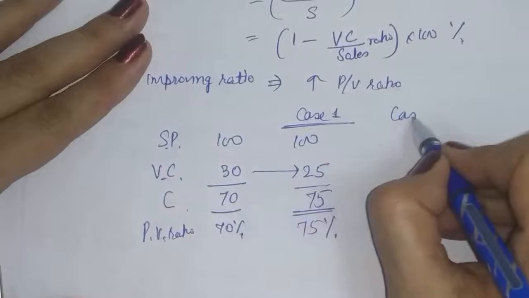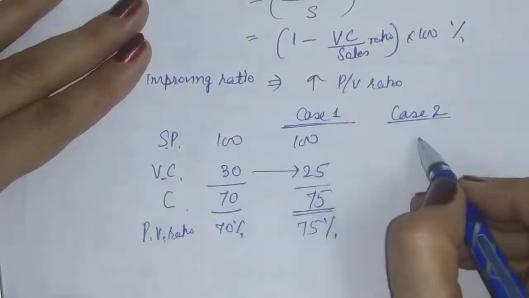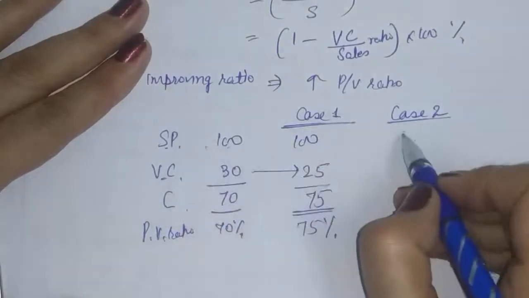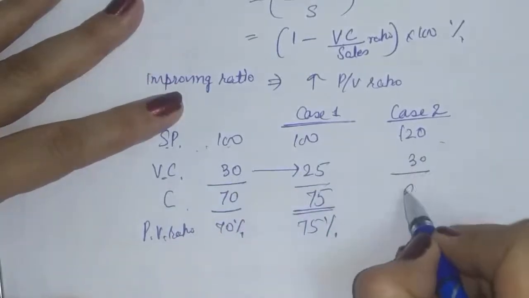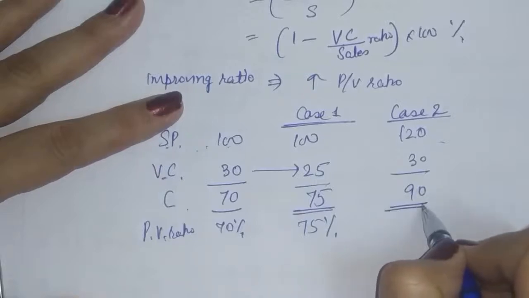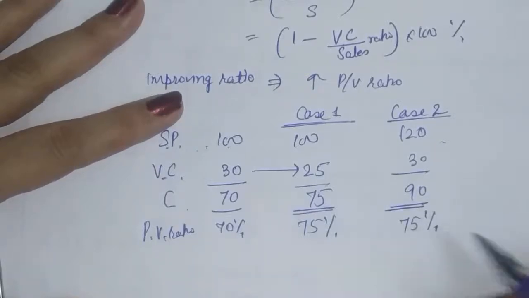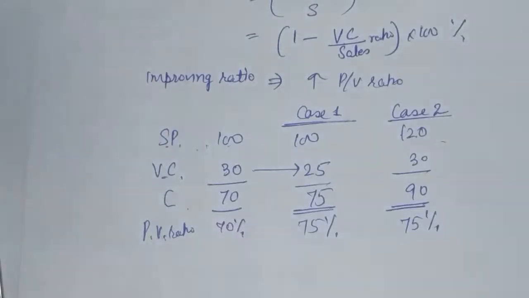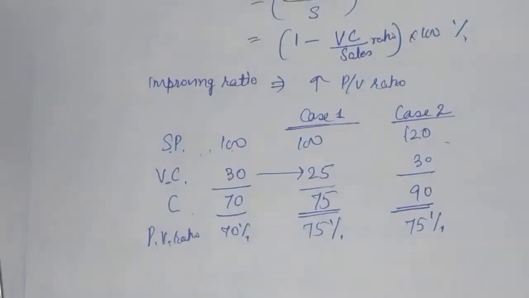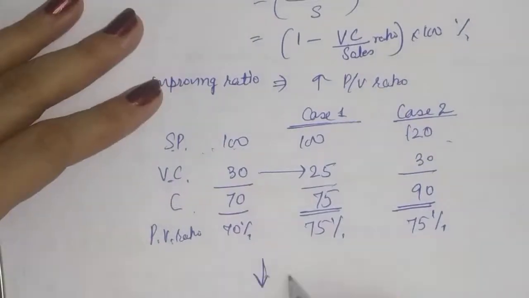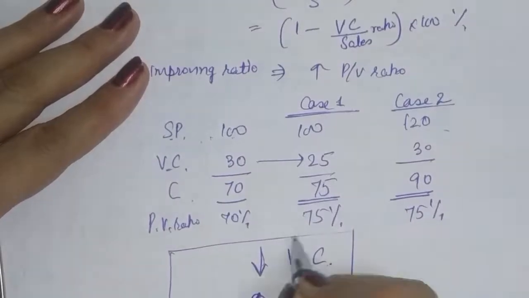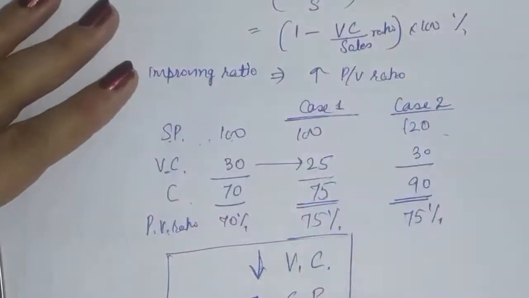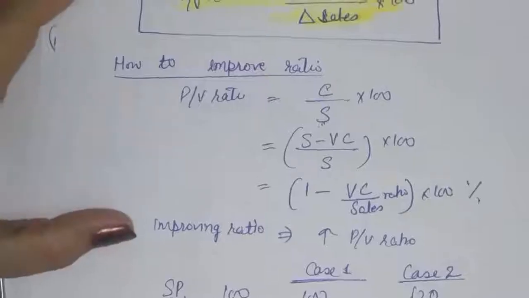Another way is to increase the selling price. If you improve your selling price to 120, your variable cost is still the same, so contribution is now 90. So your ratio is 75%, isn't it? So you can improve on your ratio either by reducing variable cost or by increasing selling price. So these are two ways to improve the ratio, that is to increase the PV ratio, profit volume ratio.